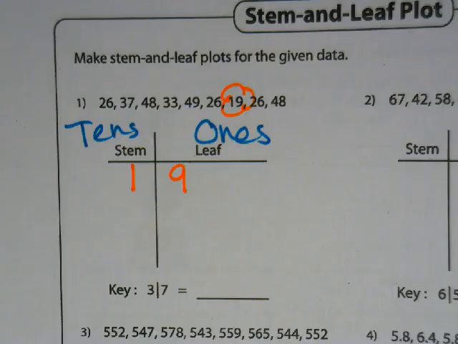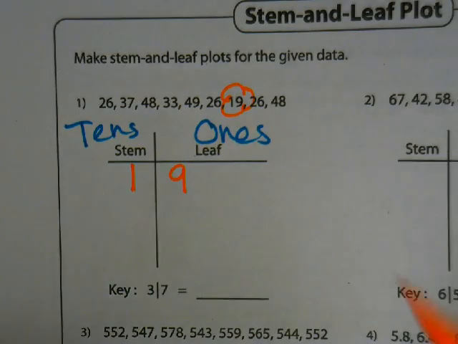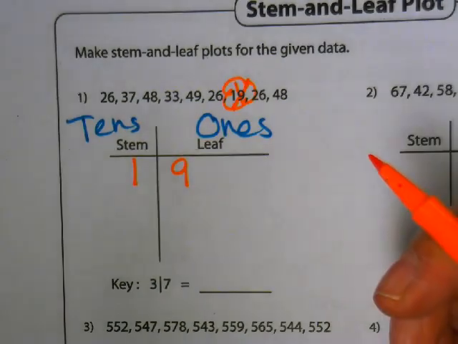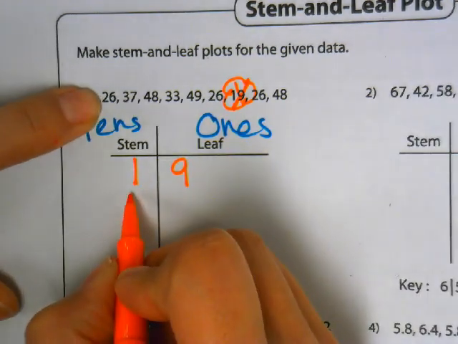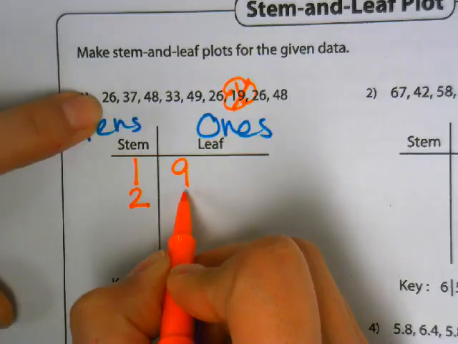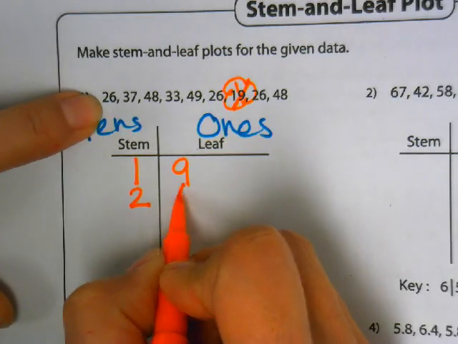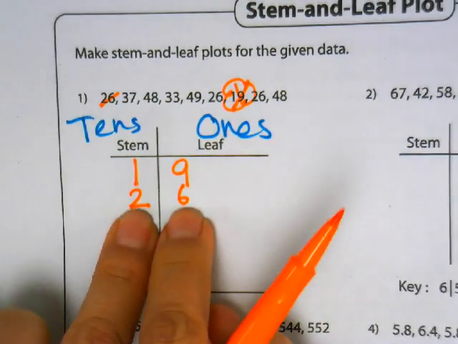Okay, so 19 done. What comes after 19? 26. So we split it up. What number goes in your tens? 2. What number goes in your leaves, in ones, I should say? 6. This is 26. 19.